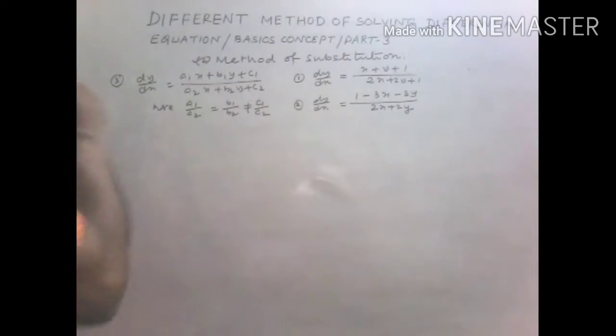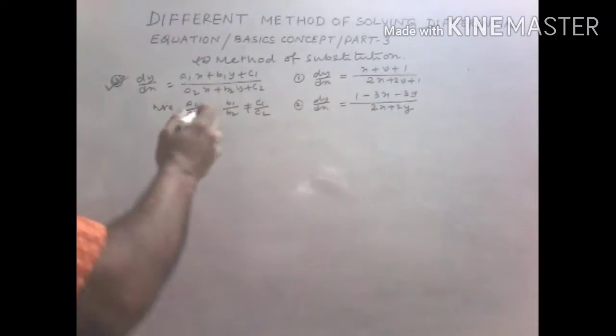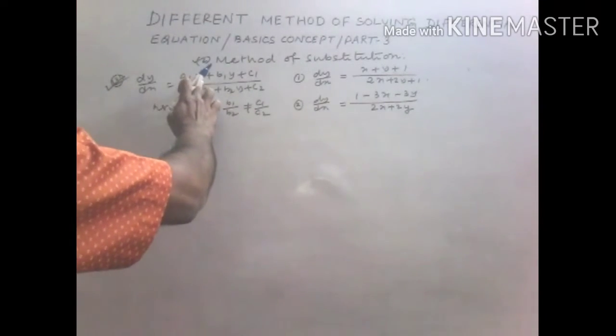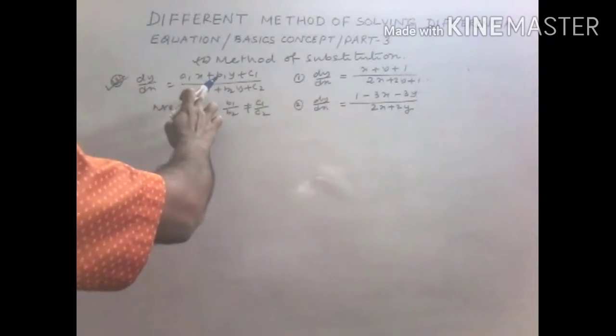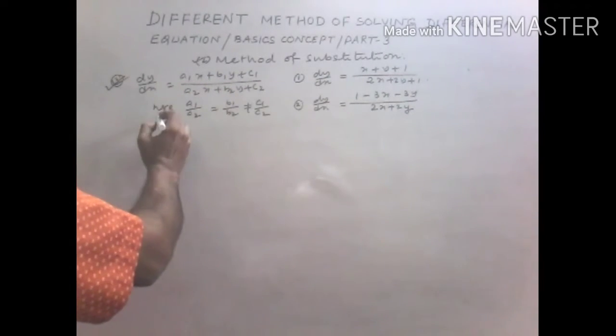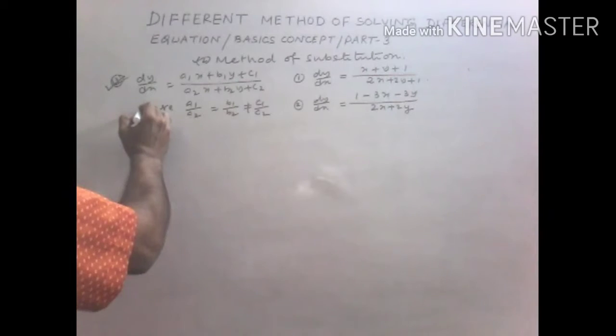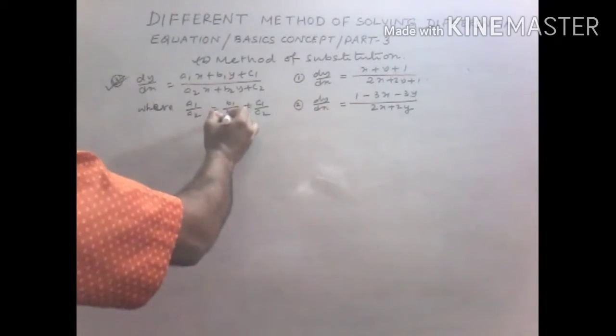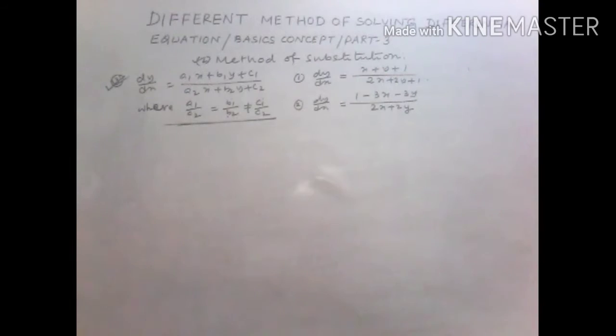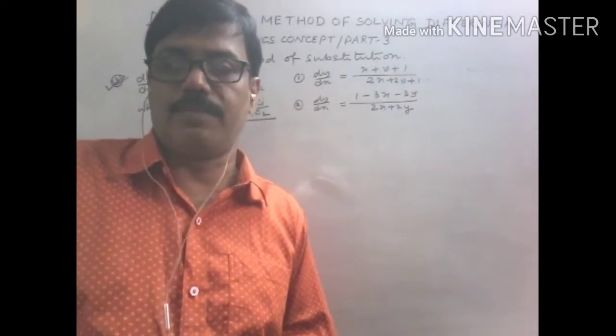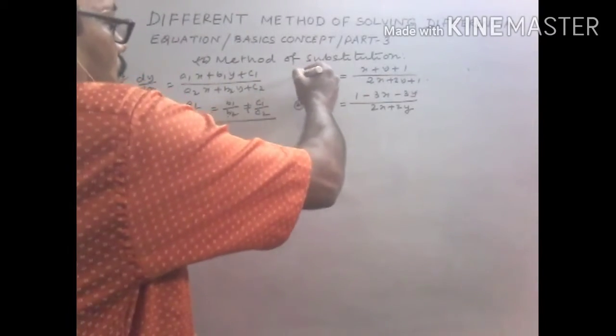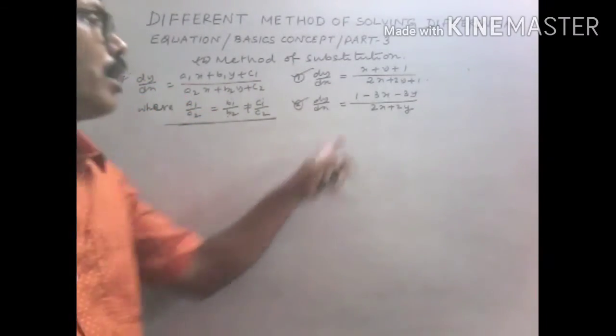Now we will discuss the solution of differential equations of this form: dy/dx equals (a1x plus b1y plus c1) over (a2x plus b2y plus c2), where a1/a2 equals b1/b2 not equal to c1/c2. That is, numerator and denominator represent parallel lines. In this case, we also use the substitution method. So look, problem number 1 and 2.